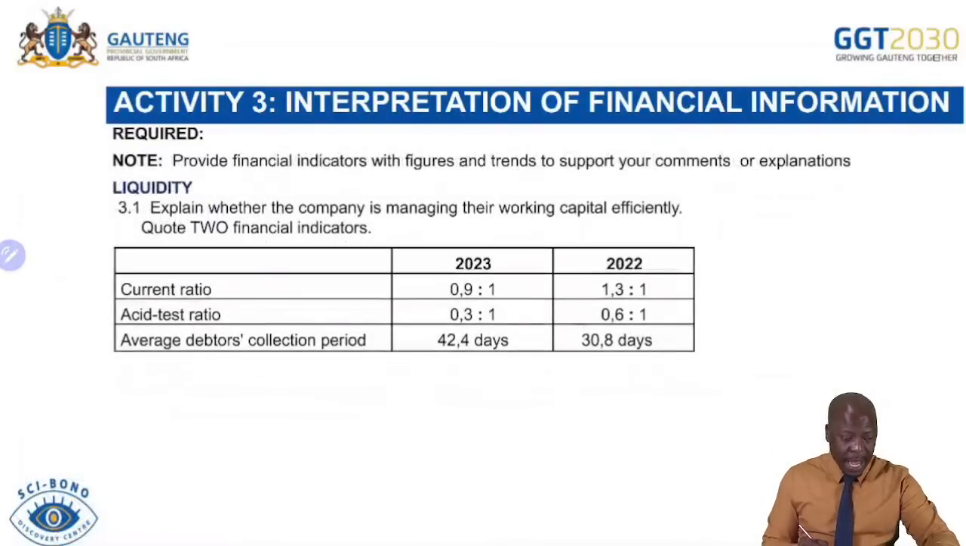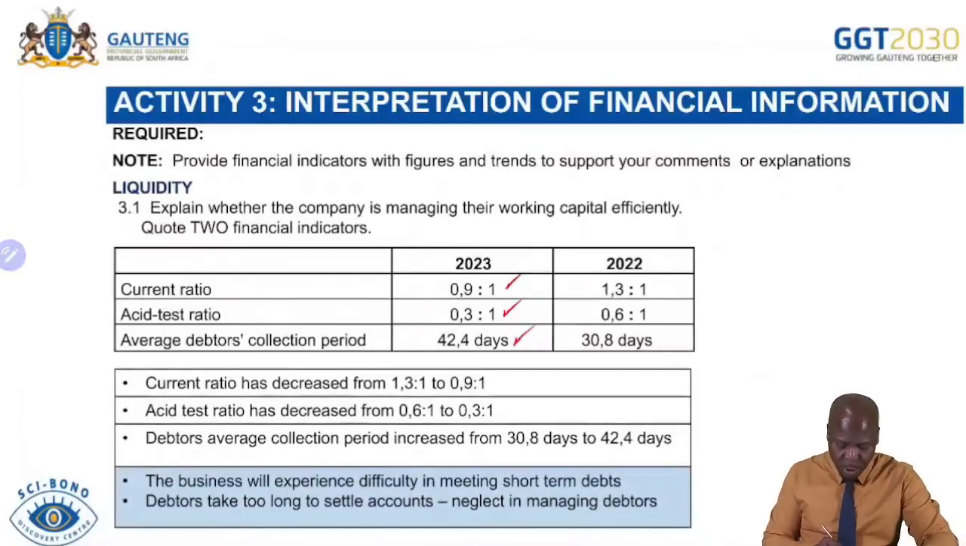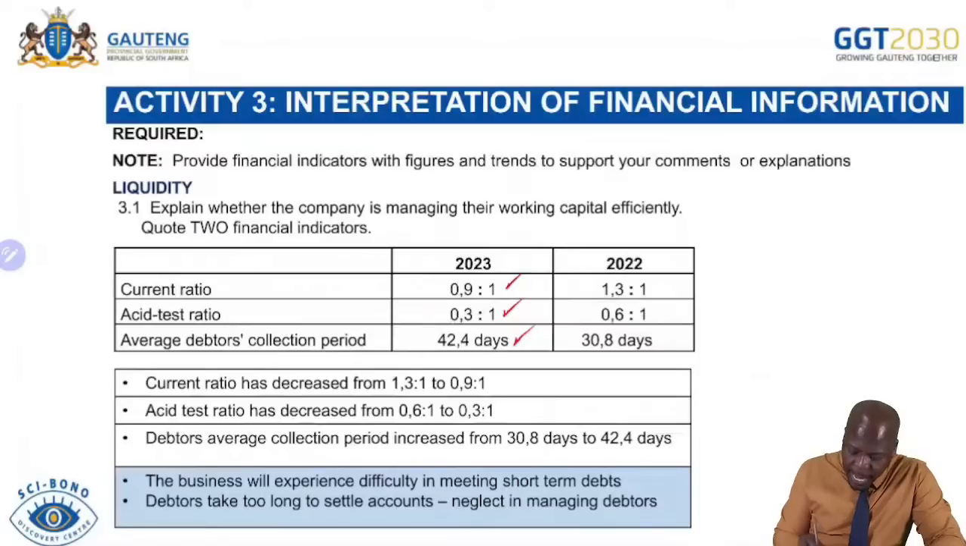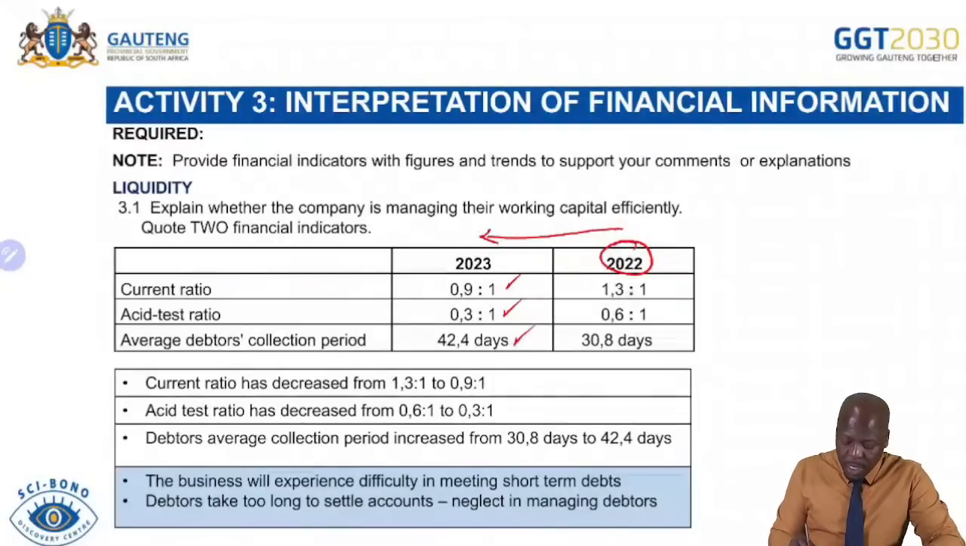In the information that we are given, number one, we are given information on the current ratio. So we have the current ratio, and then we have the acid test ratio, and then we have the average debtors collection period. Let's begin with the first one, the current ratio. You can see that the current ratio has decreased. Remember that when you're commenting, you're coming from 2022 going to 2023. The first thing that I've done, I bring in the name, current ratio, because the question wants me to talk about the name and the figures as well as the trend.